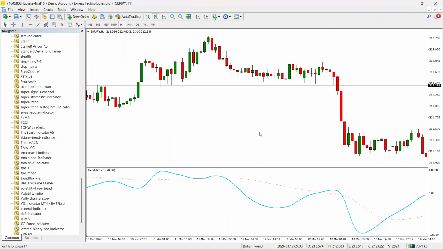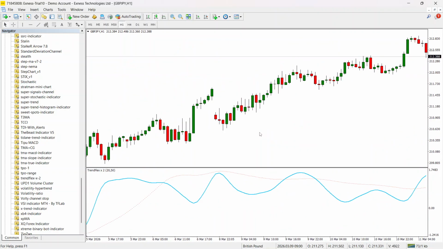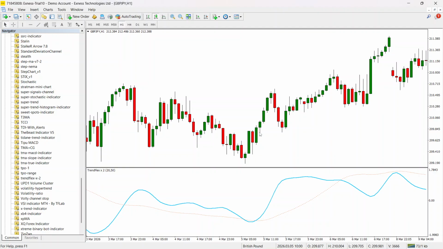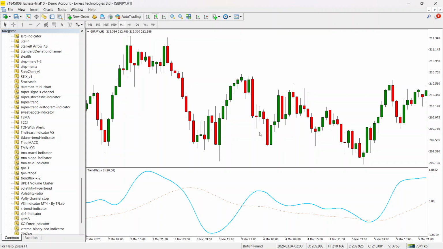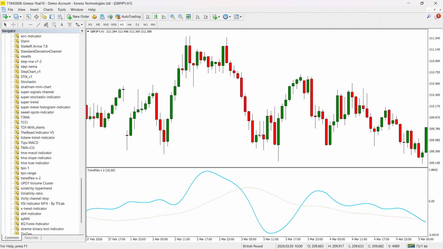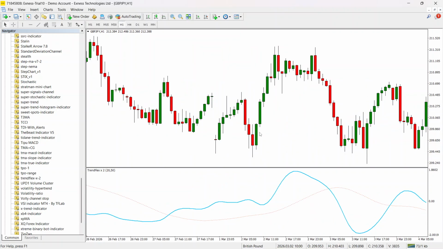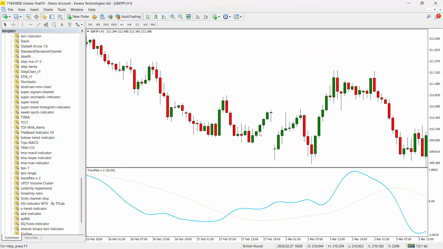The trend flex indicator is suited to traders who prefer a two-speed view of trend, one fast and one slow, so they can see when short-term moves align or diverge from the broader direction. It is still based on historical price data, so it can lag, whipsaw, or give false signals in choppy markets, especially if the fast period is set very low.